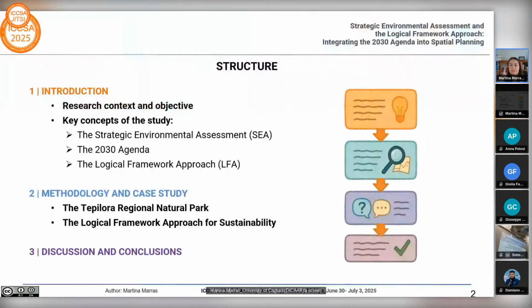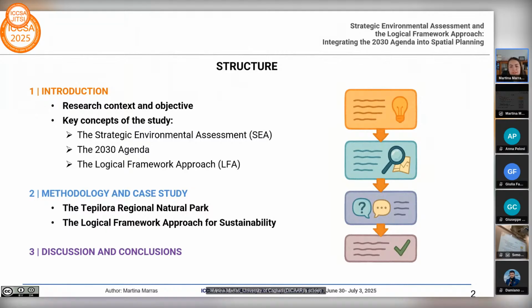I am a PhD student at the University of Cagliari, and I'm going to present my paper entitled Strategic Environmental Assessment and the Logical Framework Approach, Integrating the 2030 Agenda into Spatial Planning. The presentation is organized into 3 sections. First, I introduce the context, the objective of the research, and the key concepts of the study: the strategic environmental assessment, commonly referred to as SEA, the 2030 Agenda, and the logical framework approach, referred to as LFA.